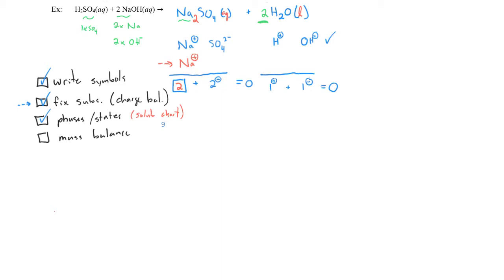Our sodiums are already balanced. Let's move on to sulfate. There's one sulfate on the left, and there's one sulfate on the right. Now, if you want to double check the water and the hydrogen atoms, you see that you have two H+ ions and two hydroxide ions. And that means you would need two waters. And that's why the water hydroxide trick works.